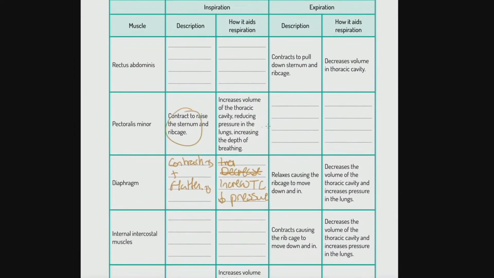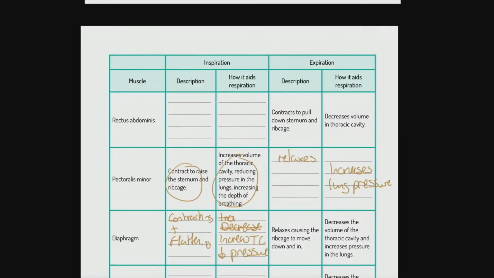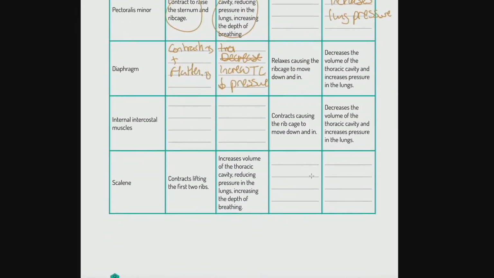Contract to raise the sternum and rib cage, increases, and here it just relaxes. Here it simply increases lung air pressure. So again, our pectoralis minor, all it's doing is it's contracting during exercise when we breathe in and then relaxing to cause that breathing out. And I'm going to go down to another one. The scalene or the scalenes does exactly the same thing. It is passive during expiration. It relaxes. It helps us to breathe out.